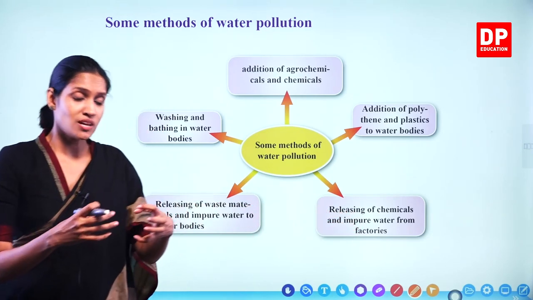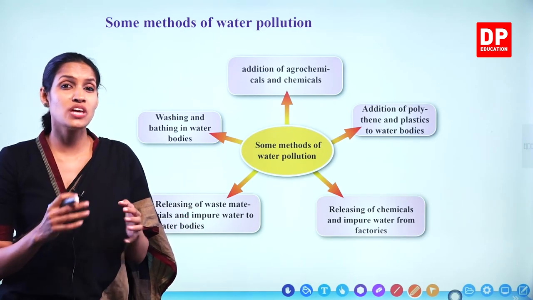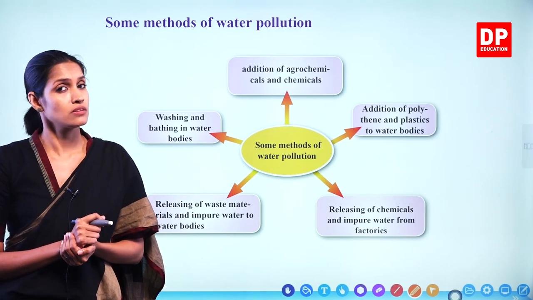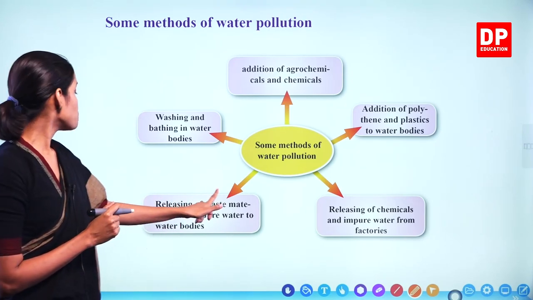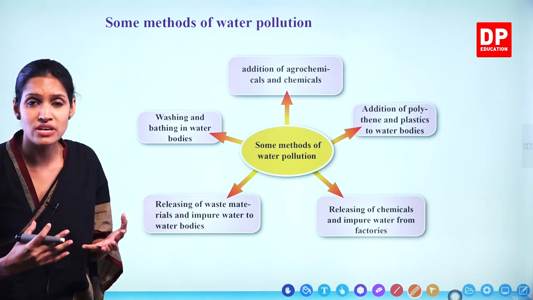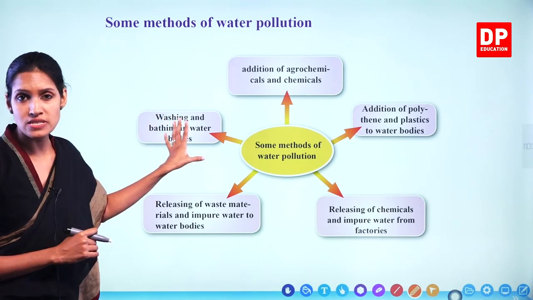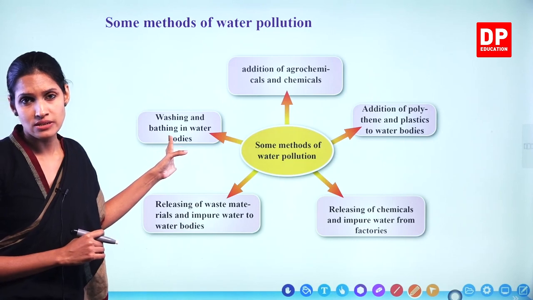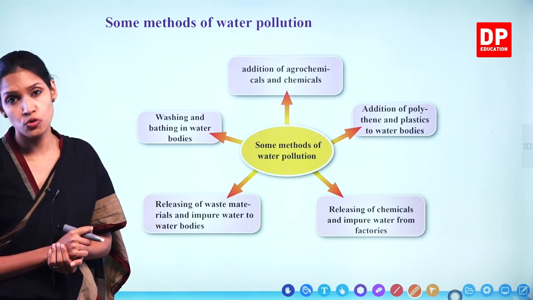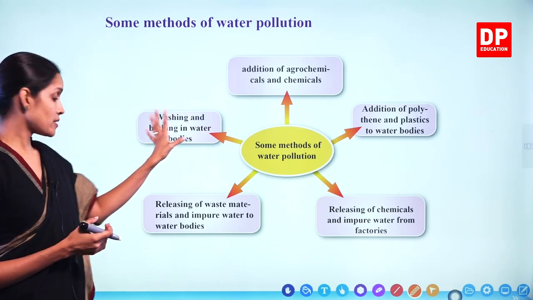Sometimes extremely hot water is released to the water body. So then fish and other animals die because of high temperature. And releasing of waste materials and impure water to water bodies, domestic waste or household waste is added. And washing and bathing in water bodies. This is also not very good, children. A lot of shampoo and soap is added to water bodies. Understand? So we will see some pictures related to them.